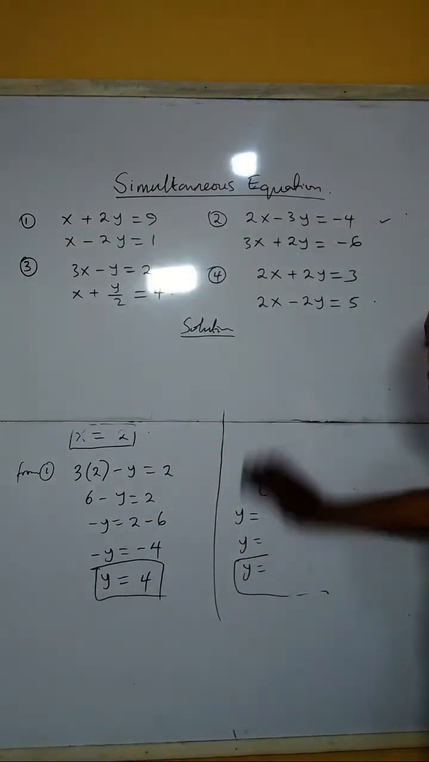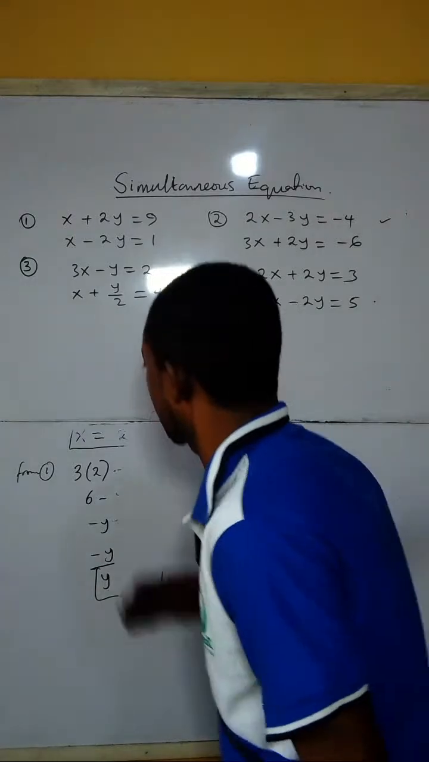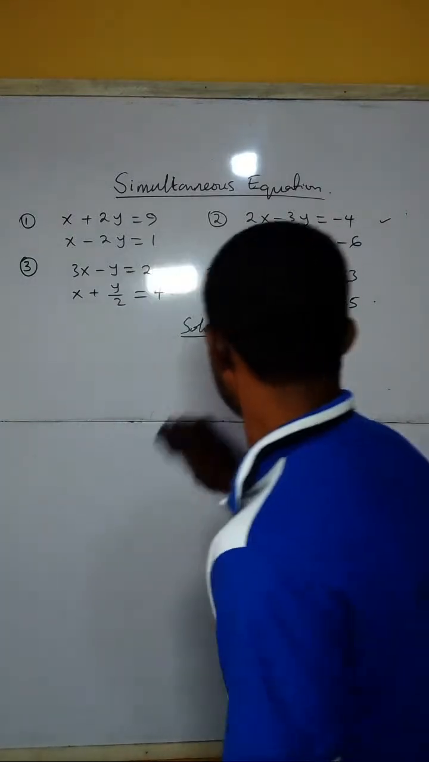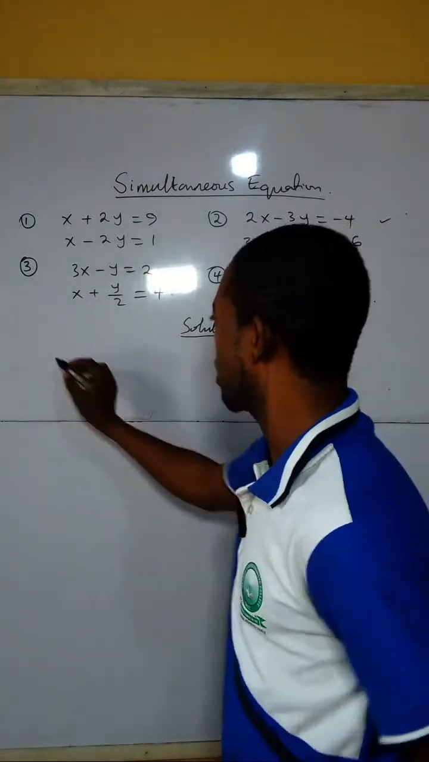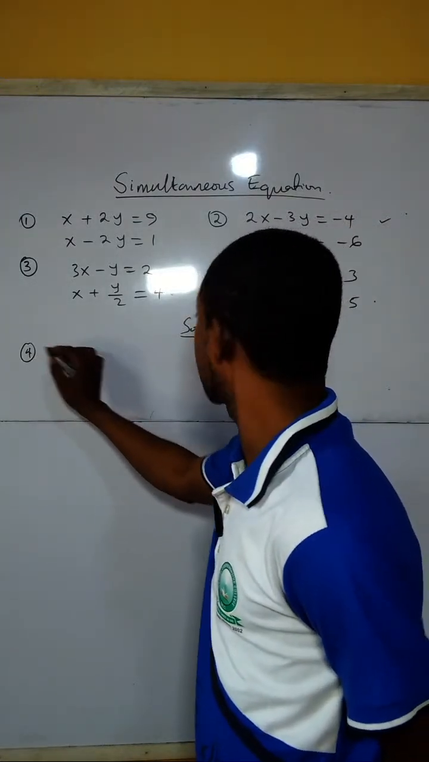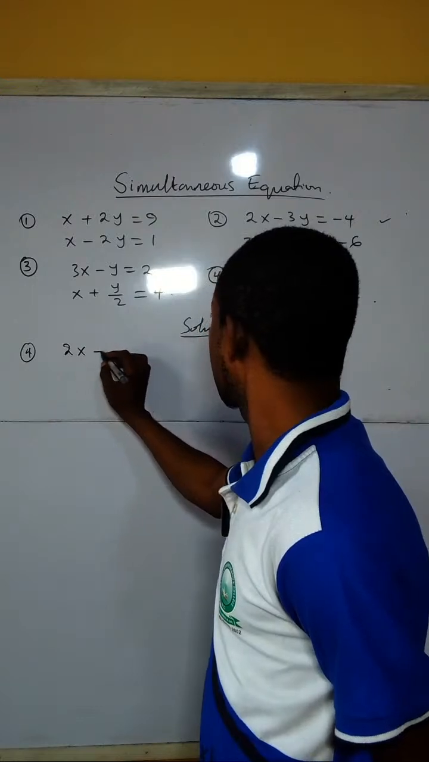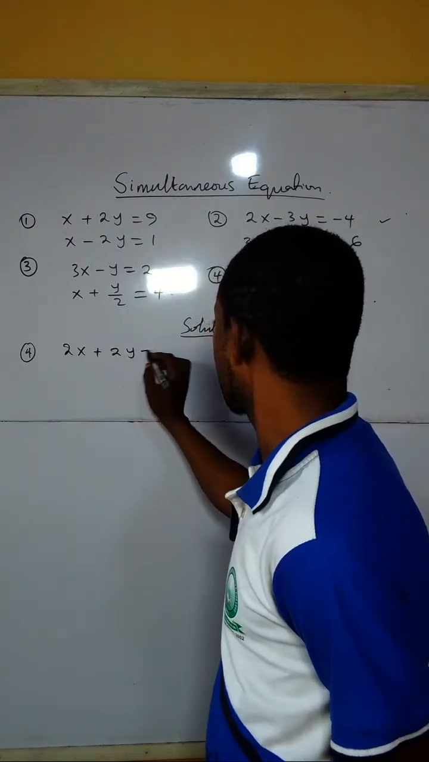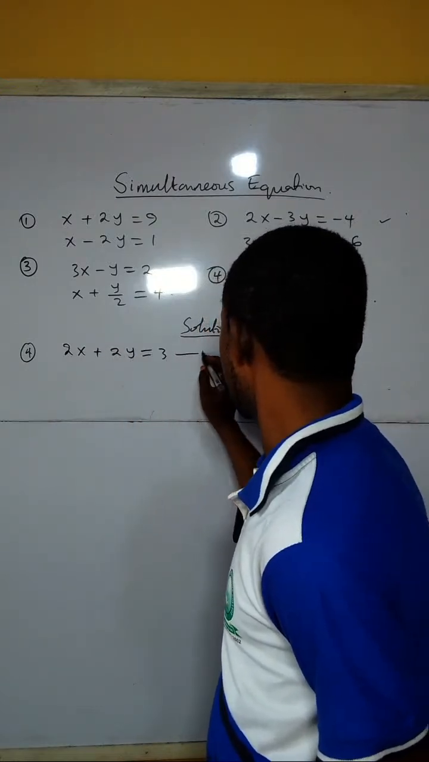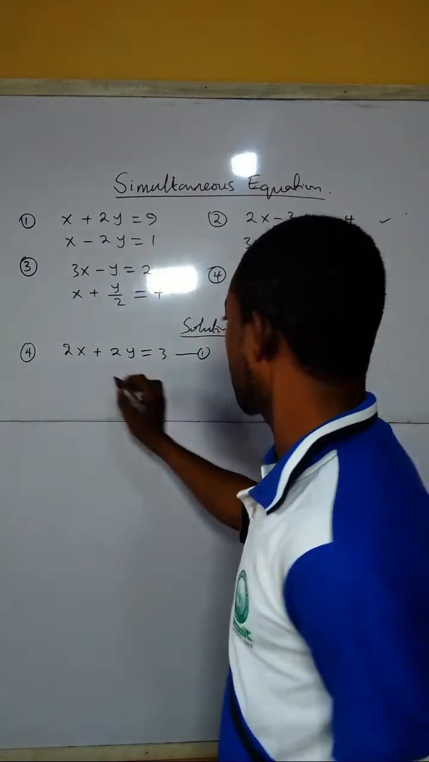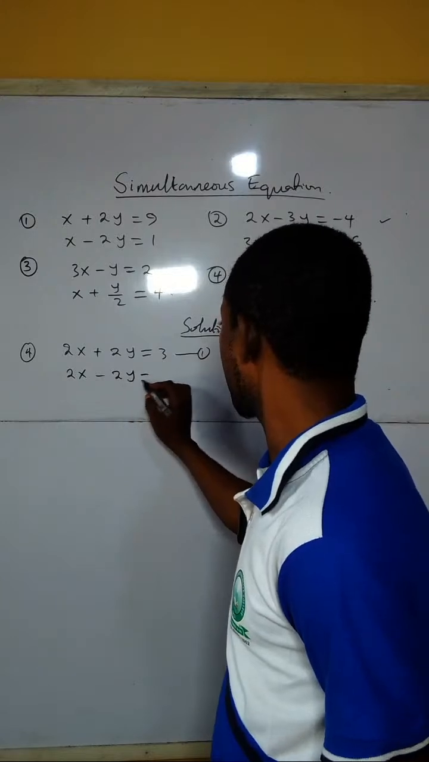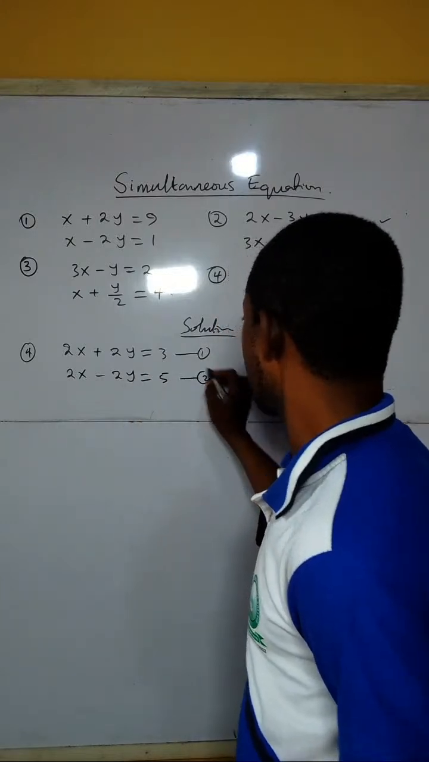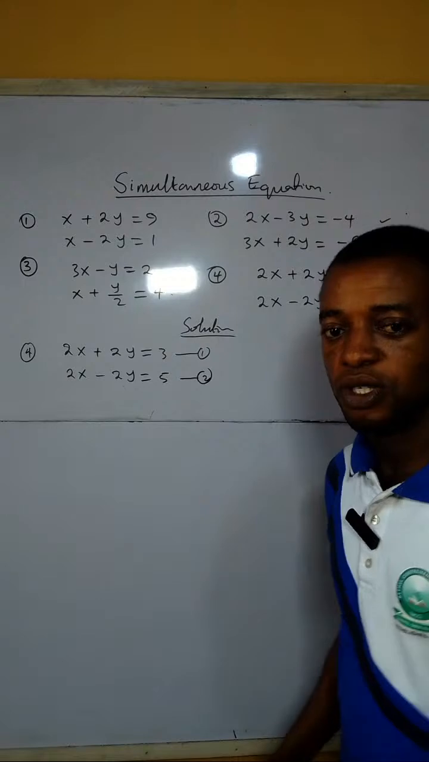Also, from what we have, which is 2x plus 2y equals to 3, and we can say this is equation 1. And also 2x minus 2y equals to 5, equation 2. We can use elimination method first.